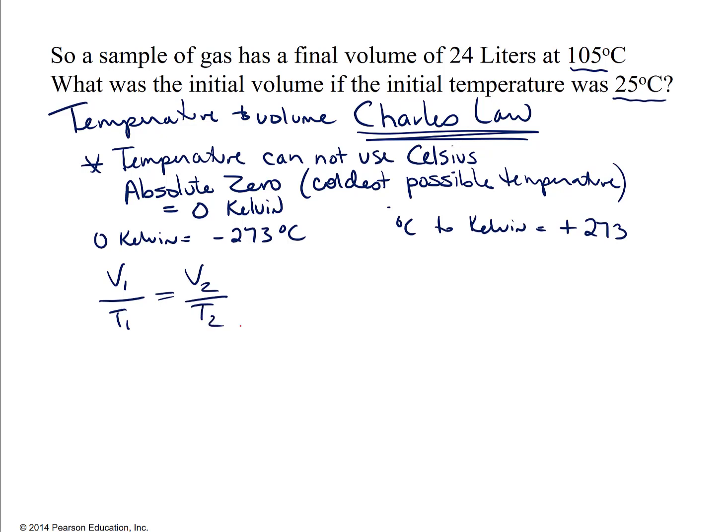So in looking at this one, V1 over T1 is V2 over T2. What is V1? That's the initial volume. That's the question mark. So what was T1? So the initial temperature is 25 degrees Celsius. V2? And then T2.